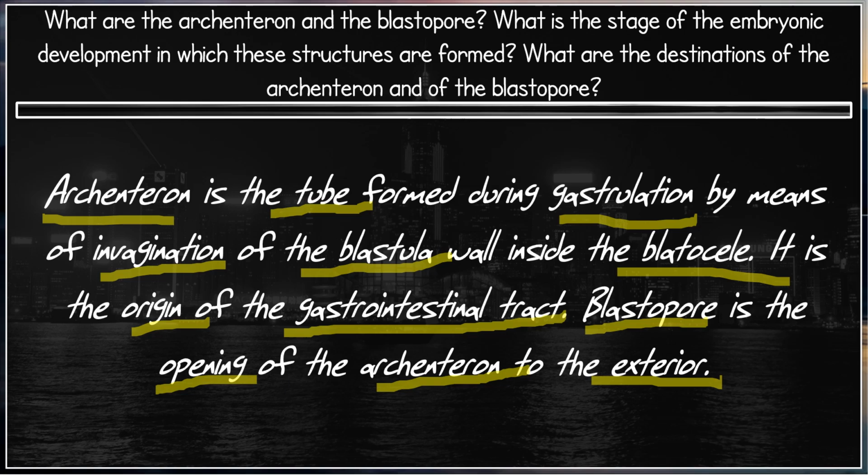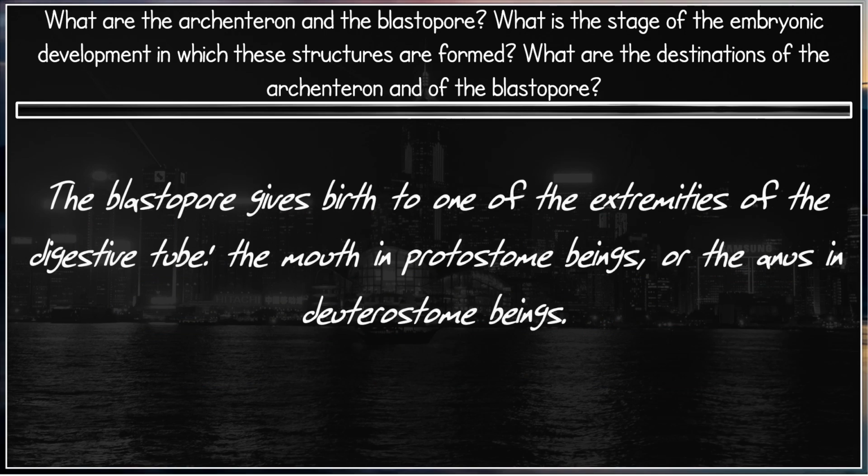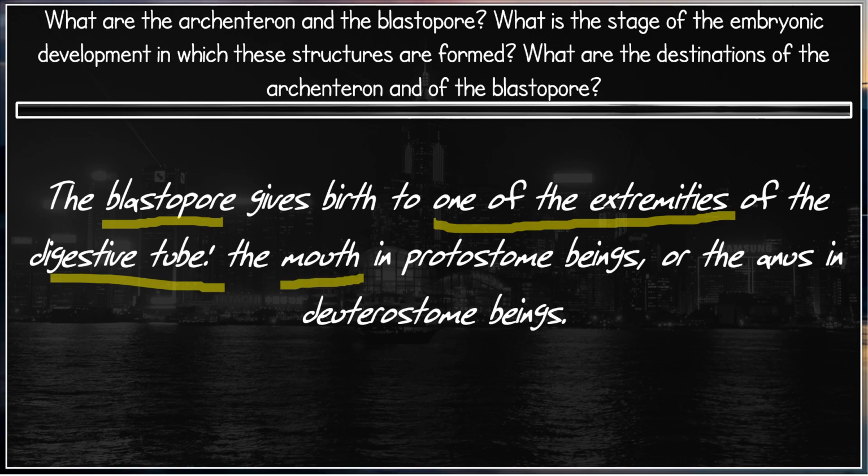The blastopore gives birth to one of the extremities of the digestive tube: the mouth in the protostome beings, or the anus in the deuterostome beings.